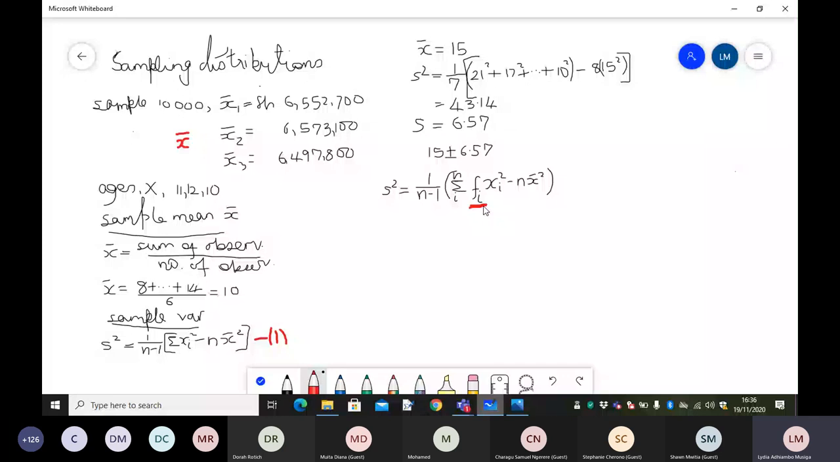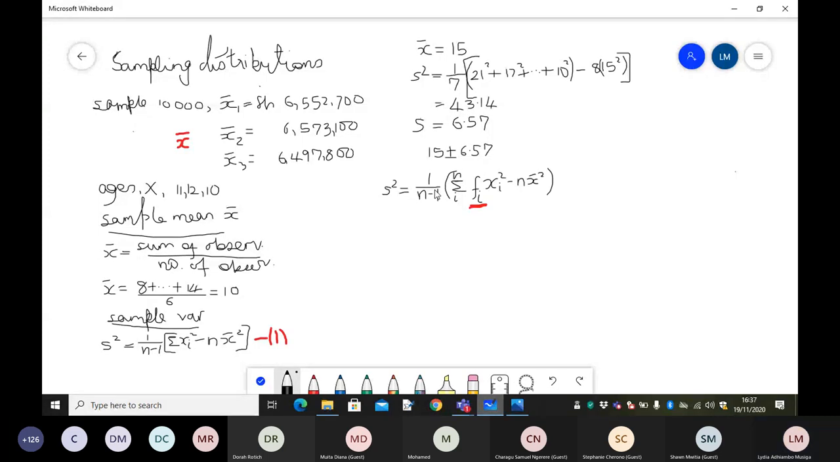Now, what I will do, I will send an exercise to the class reps for you to practice how to use that formula. I will send an exercise so that you can use that formula. I will send some data.